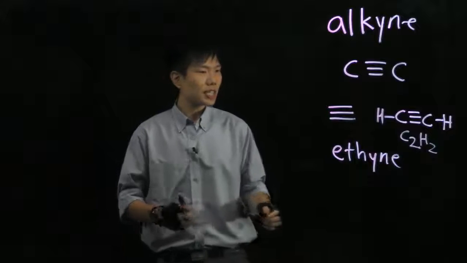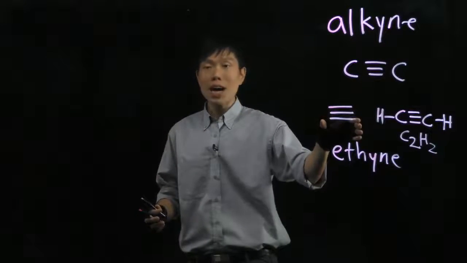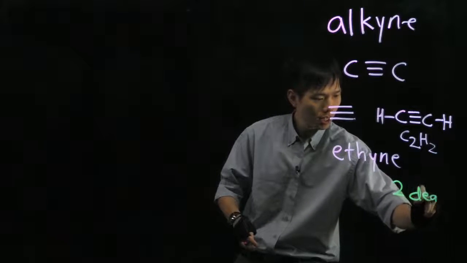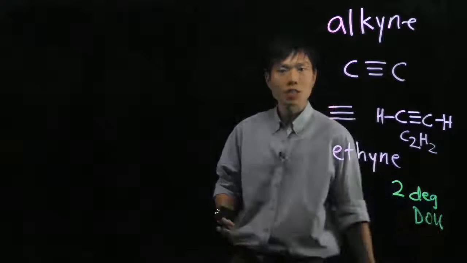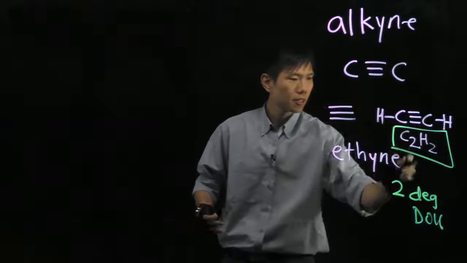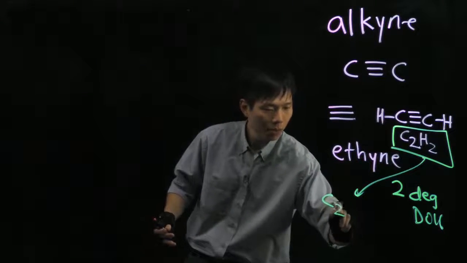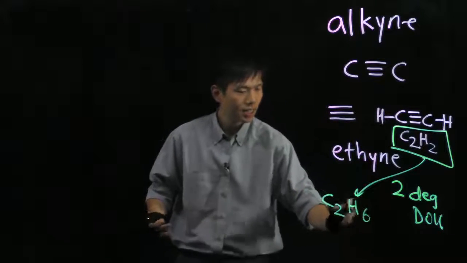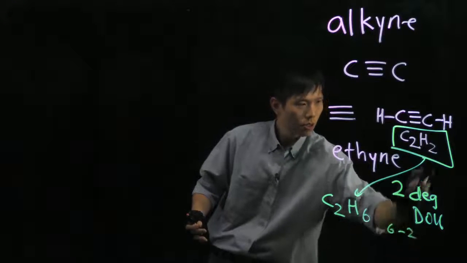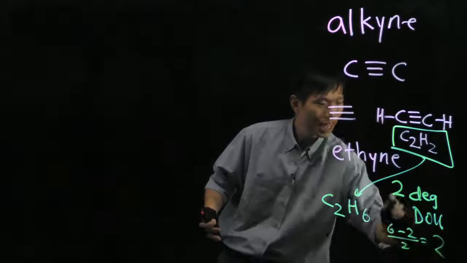Now let's revise the degree of unsaturation for this molecule. We see no rings, but 2 pi bonds here. That means the degree is 2, 2 degrees of unsaturation. Let's verify it using the formula. Suppose you have a 2-carbon alkane. We would have the formula of C2H6. So now we take 6 minus 2, the number of hydrogens that we have, and divide by 2. Indeed, we have 2, and it matches up.